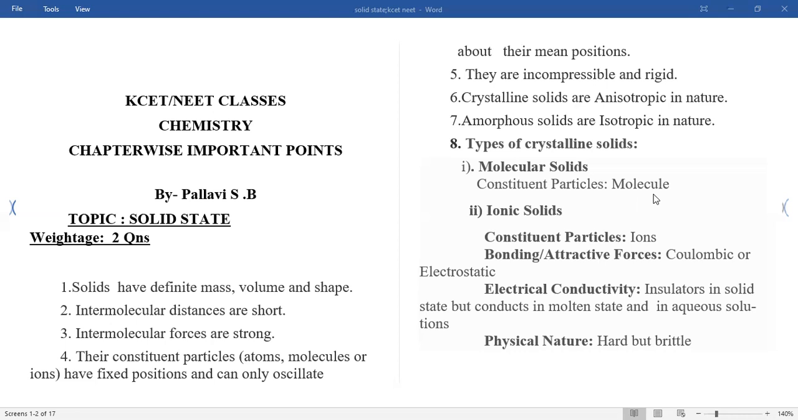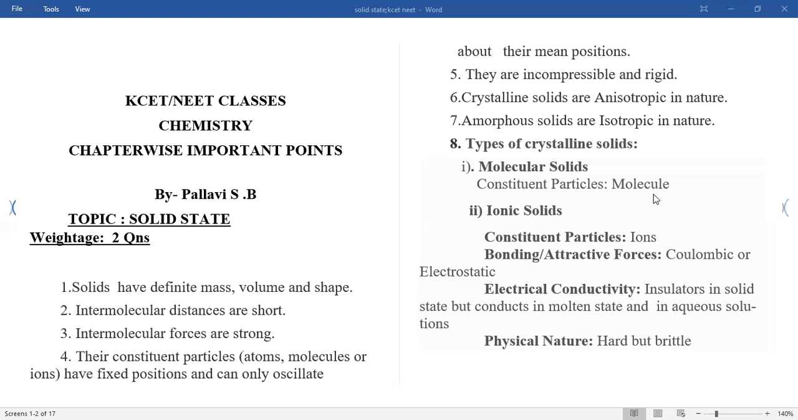So the first point: solids have a definite mass, volume, and shape. That's a basic property that we know. When it comes to different states of matter, this is how we characterize the solid state. They have a definite mass, volume, and shape.